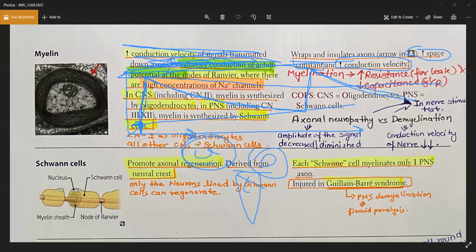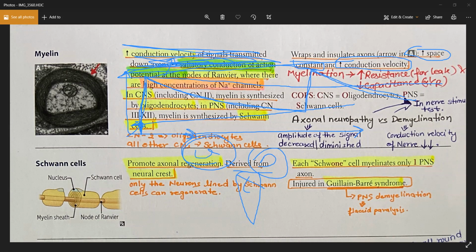The time taken for this impulse to travel from here to here is also decreased, and you will get a very increased velocity because of that. And if you do not have the myelin, in that case, you will have a very decreased space constant. And because of this decreased space constant, you will have a decrease in the conduction velocity.